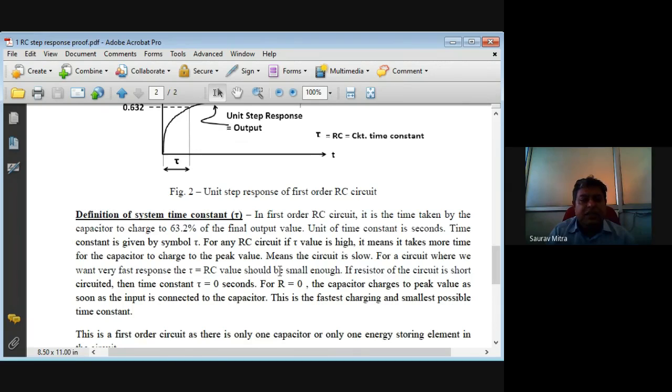If the resistor of the RC circuit is short circuited, or you keep a resistor of 0 ohm value, then R becomes equal to 0. So R into C, that is tau, also becomes equal to 0. So how can you have a very fast charging? If we make the resistor of low value, or equal to 0, we will find that the tau value is very small, and in that case the circuit will charge very fast. That is the last line I have written here: for R equal to 0, the capacitor charges to the peak value, that is the final value, very fast.